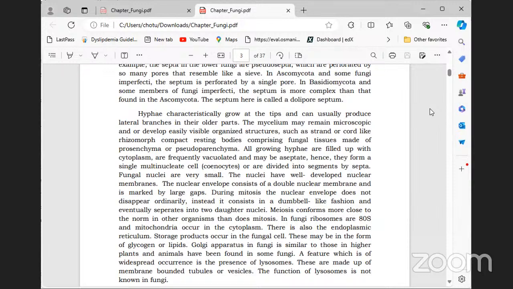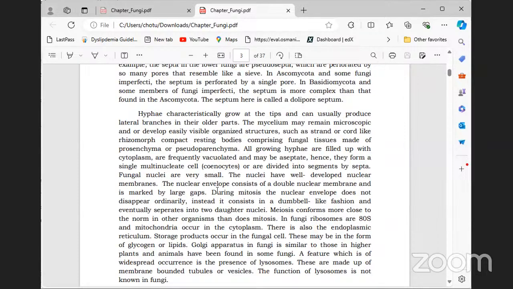Okay, the fungal tissues are made up of prosenchyma and pseudoparenchyma. You can observe the fungal plant body. Mycelium is there, but this is a very smooth mycelium. And observe that the total tissues are made up of parenchymatous and pseudoparenchymatous tissues present in the body.